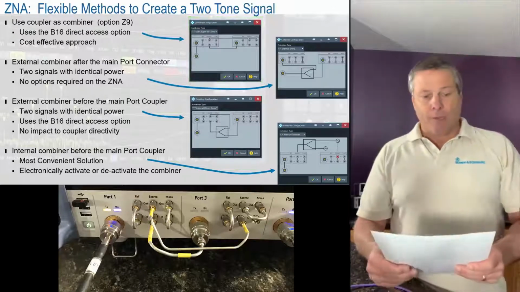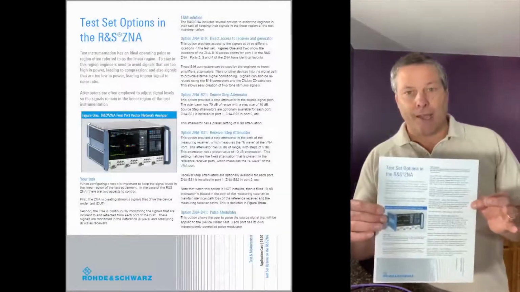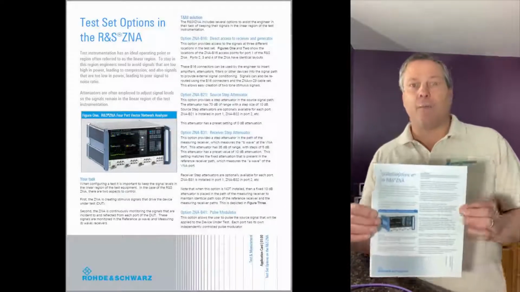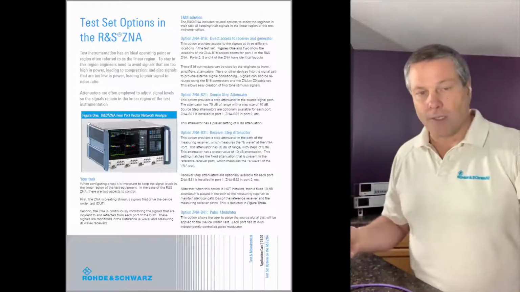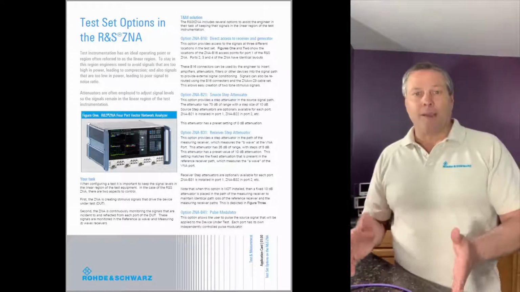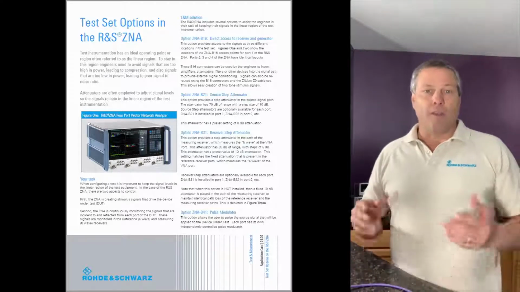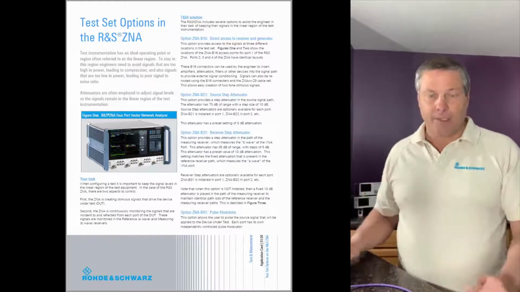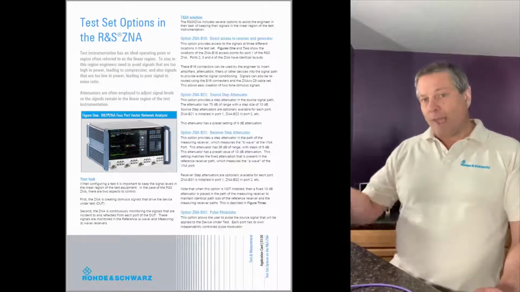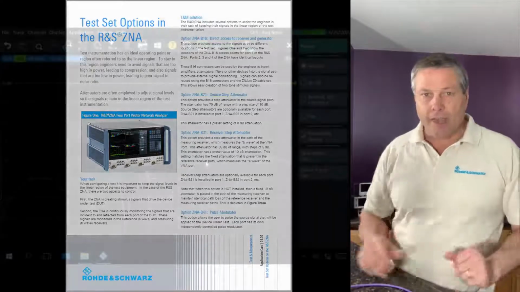Now, to help with this, I have an application card. It's called Test Set Options in the ZNA, and this describes where the different attenuators are located inside the instrument. You can purchase these attenuators as options, which will help you to optimize the power level at the port 1 receiver and the port 2 receiver. And it also shows you where the different settings are in the test set of the ZNA so that you can see what's happening as you change different parameters. So take a look at the app card for more details.